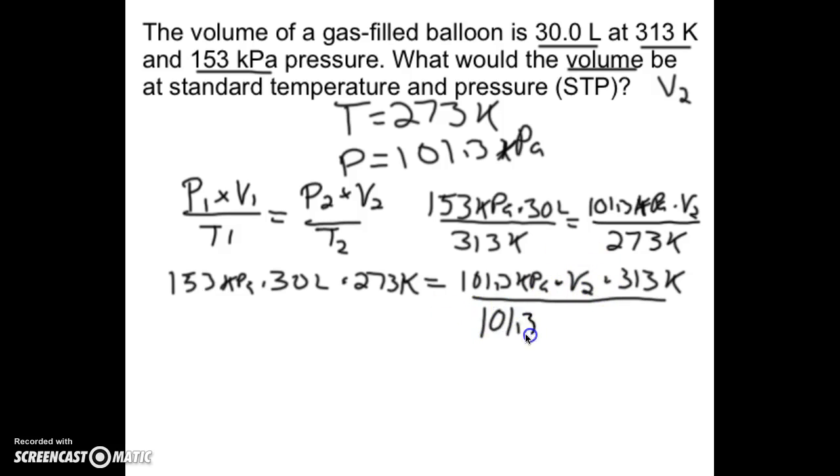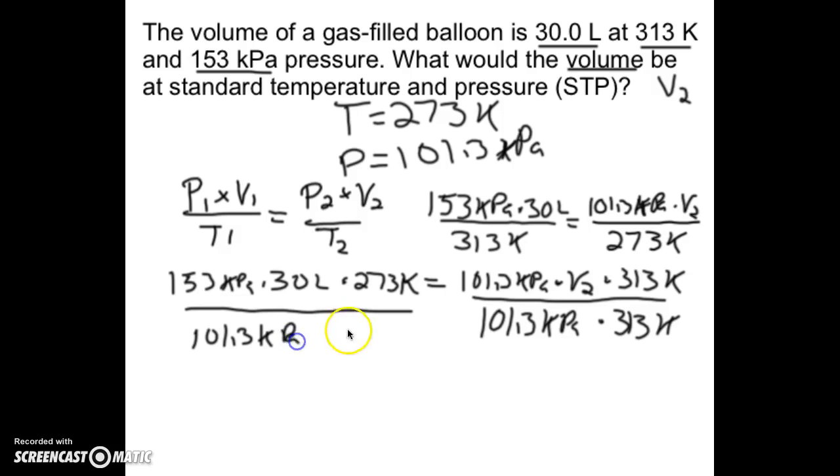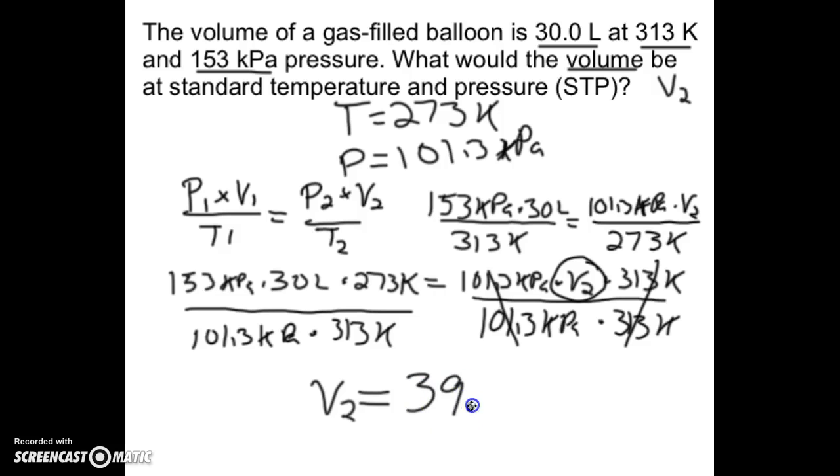Now just divide, just like the last problem, to isolate V2. So you'll divide by 101.3 kPa and 313 Kelvin on each side. On the right side of the equation, those cancel, and you have V2 isolated. Now we can just multiply and then divide, and we have V2. And when I do the math, I get V2 is equal to 39.5, and the units for volume are liters, so 39.5 liters. And that's the end of the notes for section 14.2.